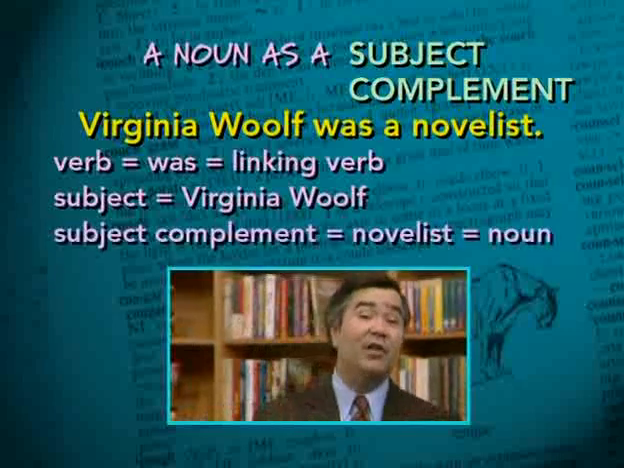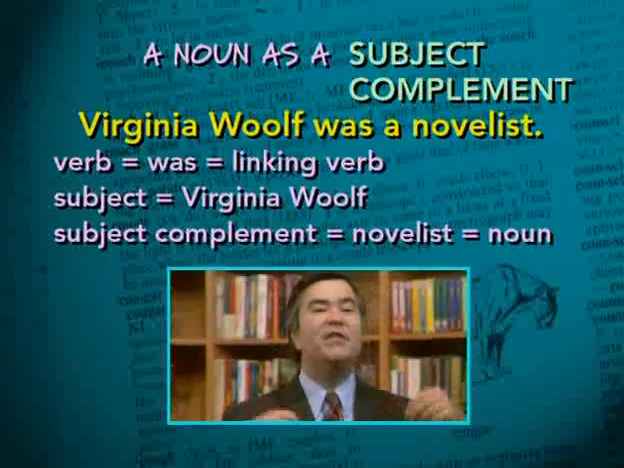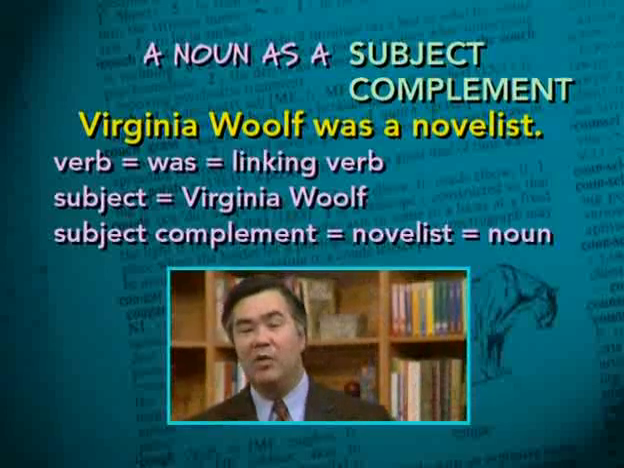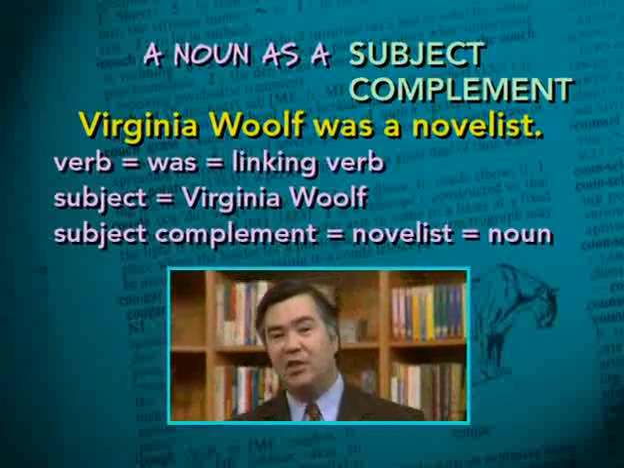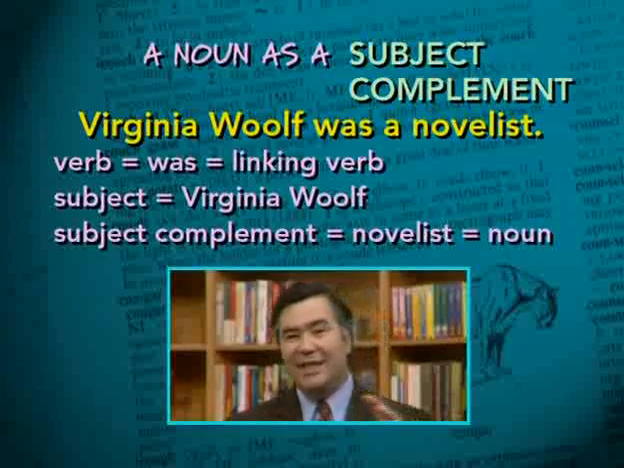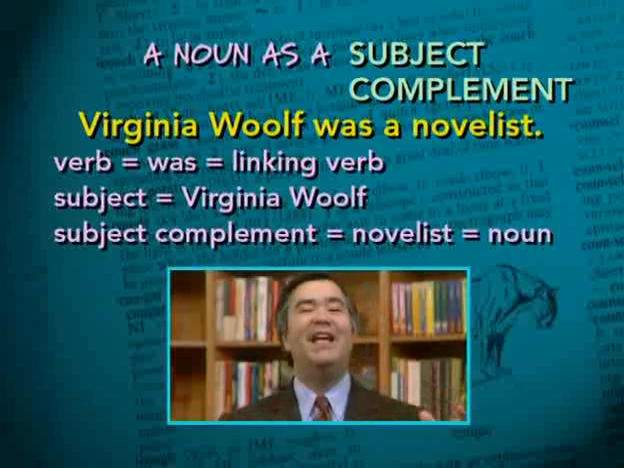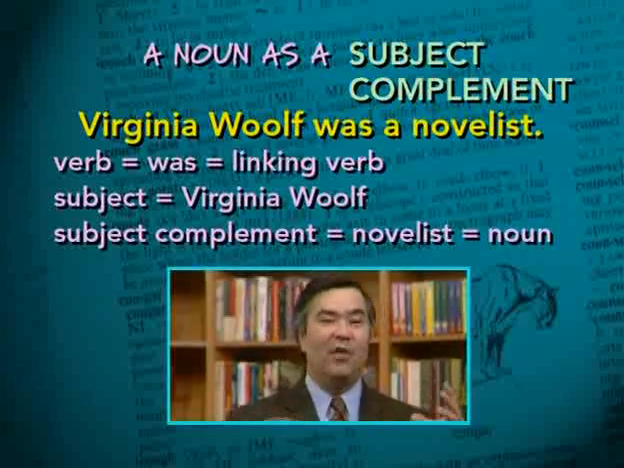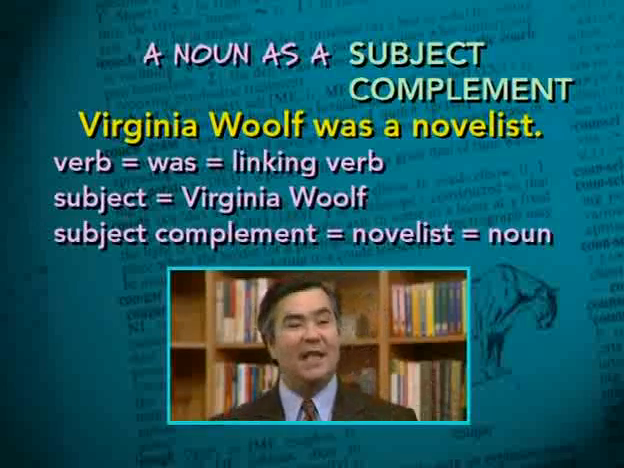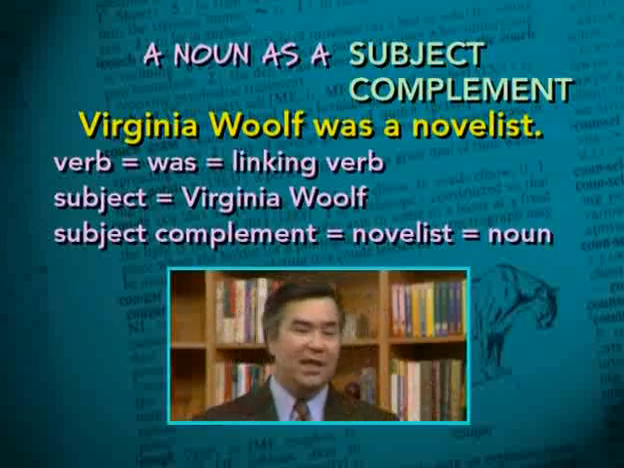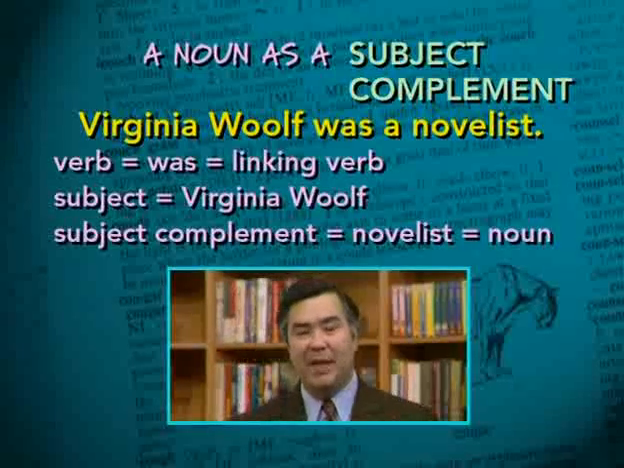The noun novelist describes or modifies the subject Virginia Woolf. It gives us more information about Virginia Woolf. It tells us what Virginia Woolf was, specifically a novelist. So was, the linking verb, is linking Virginia Woolf and novelist and telling us that the two things are equated to one another. Virginia Woolf was a novelist. The two things are one and the same. So this is a classic example of a linking verb being used to connect the subject to a noun, novelist, which is the subject complement.